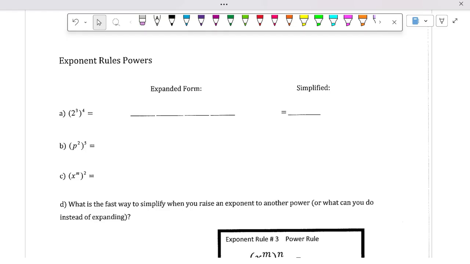All right. Now, we're going to do one of these expanded forms. So, 2 cubed raised to the 4th power. Now we're in power rule. That'd be 2 cubed times 2 cubed times 2 cubed times 2 cubed. So if I add 3 to itself 4 times, what is that? 12. So this would be 2 to the 12th.